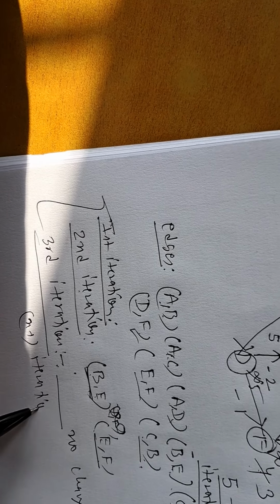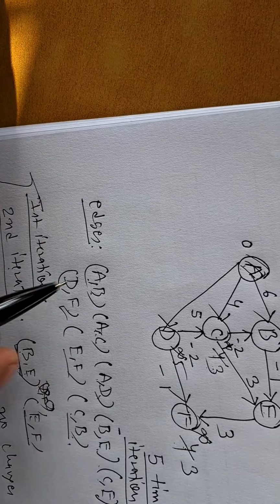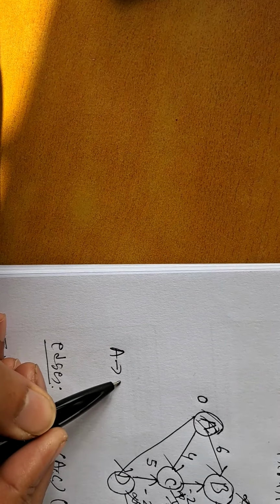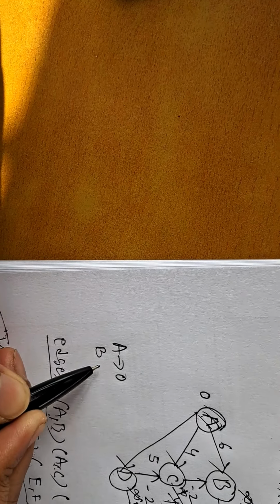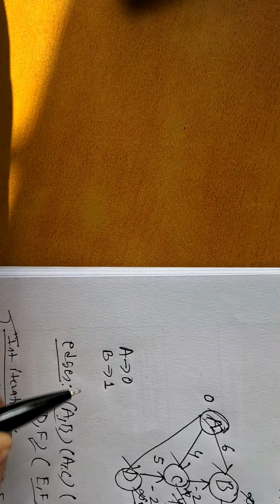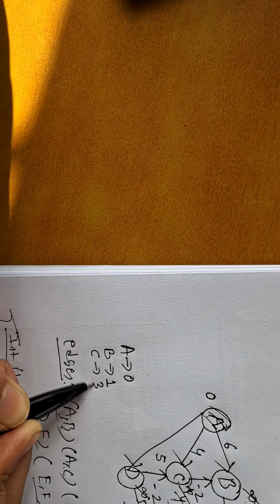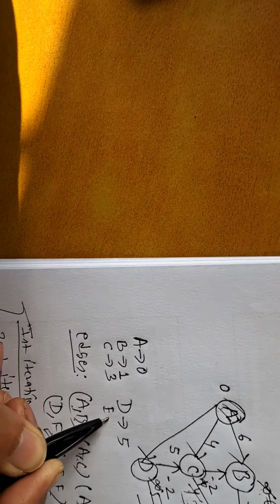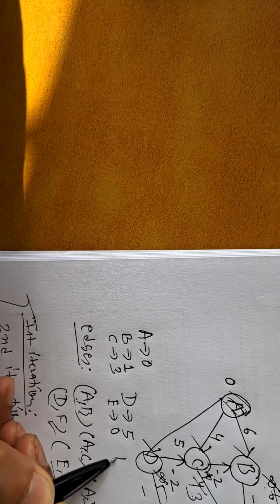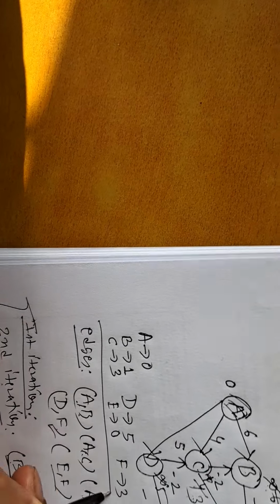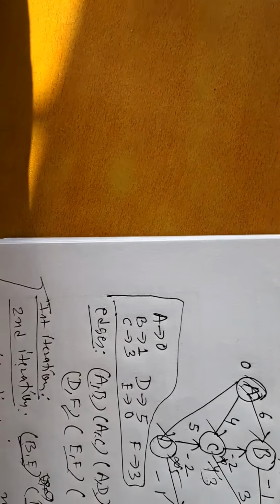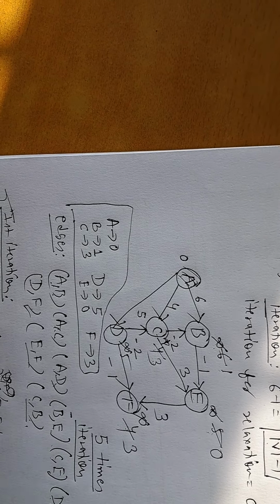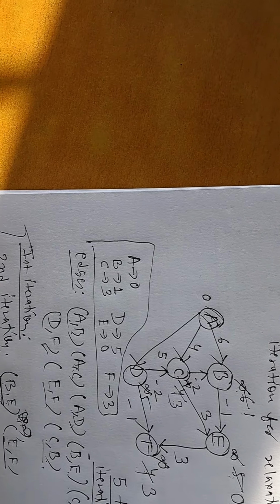So final weights you can check, what you have got. Basically you got A itself is 0 cost, reaching B taking cost 1, reaching C taking cost 3, reaching D taking cost 5, reaching E taking cost 0, and finally reaching F we got a cost of 3. So from here you can understand Bellman-Ford works very well even with negative values.